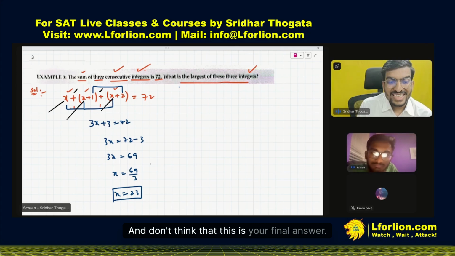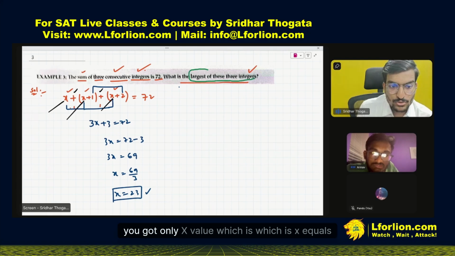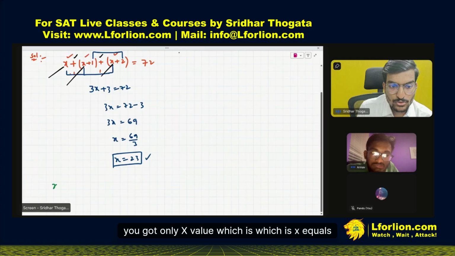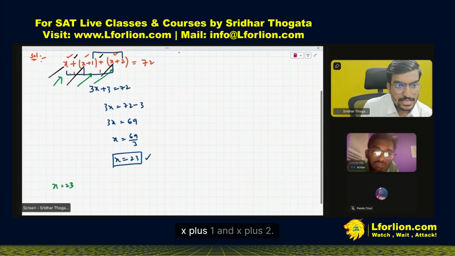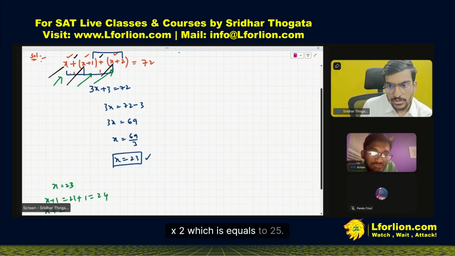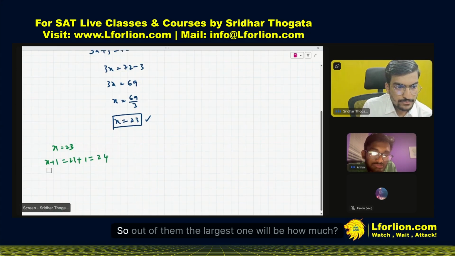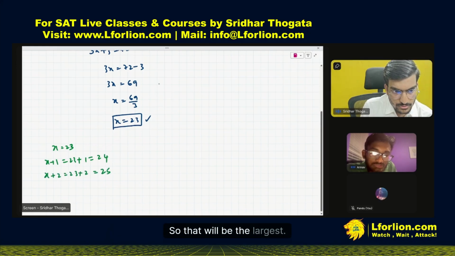And don't think that this is your final answer. The question is not about finding the value of x. The question is all about finding the largest of these 3 integers. You got only the x value, which is x equals 23. But we have 3 consecutive integers, x plus 1 and x plus 2 also. x plus 1 equals 23 plus 1 which is 24, and x plus 2 equals 25. So out of them the largest one is 25.